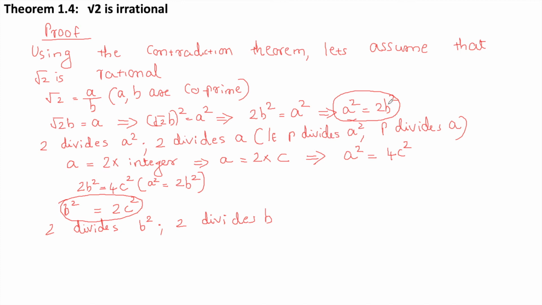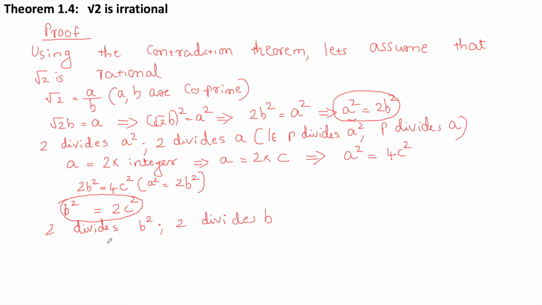What we can conclude? 2 is a factor for both a square and b square. Then 2 will be a factor for both a and b. So a and b share a common factor 2. Then come to our assumption. Let us assume that root 2 is equal to a by b, where a and b are co-prime. That means a and b, they are not sharing any common factor other than 1. But by proof we got they share a common factor 2. So it contradicts our assumption.